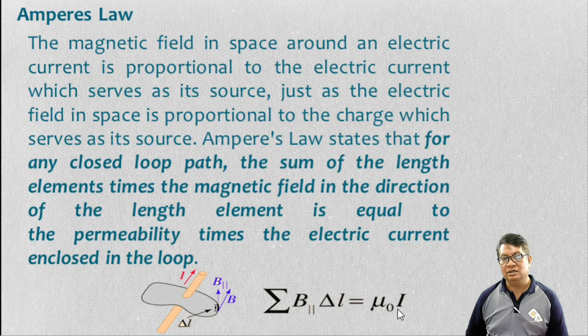So we have this Ampere's law. The magnetic field in space around an electric current is directly proportional to the electric current that serves as its source. Okay, so Ampere's law states that for any closed loop path, the sum of the length elements times the magnetic field in the direction of the length element is equal to the permeability times the electric current enclosed in the loop. So we have this loop here. Okay, so we have the delta L, the distance, the length, and the delta B, the density of our magnetic field, and we have this current I here. So we have this formula.